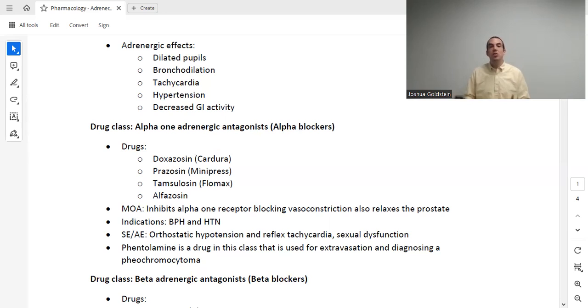Sexual dysfunction, this drug is known to cause ED. Obviously, that would be treated separately with another medication that we haven't covered yet.